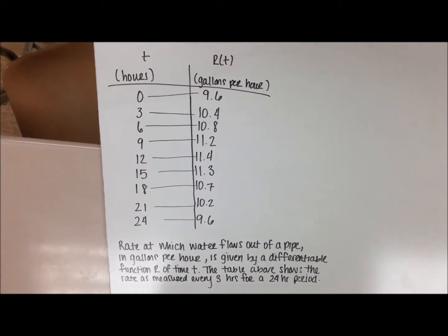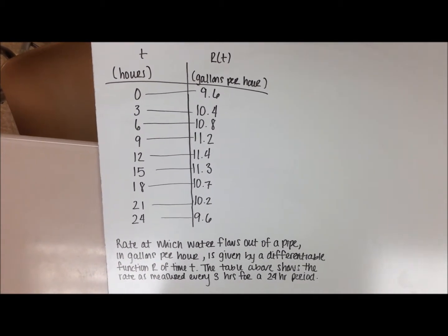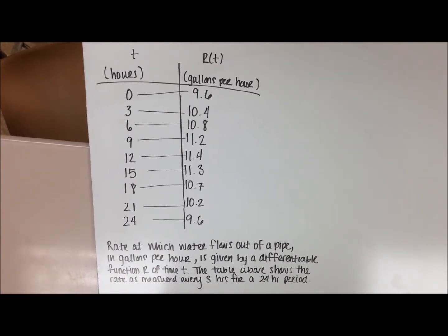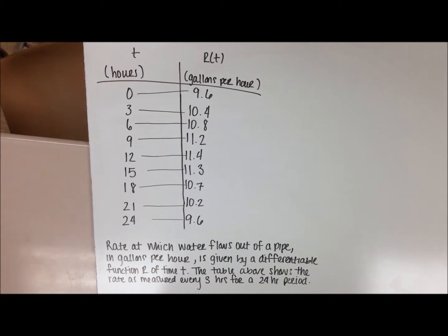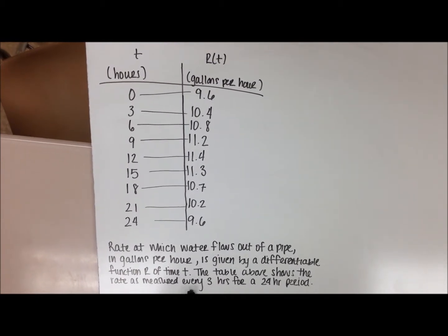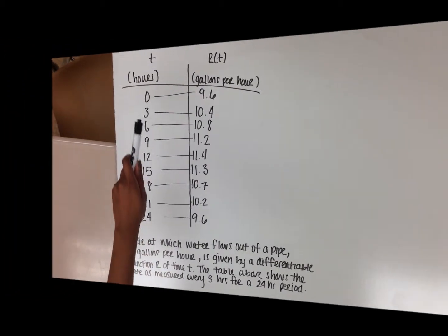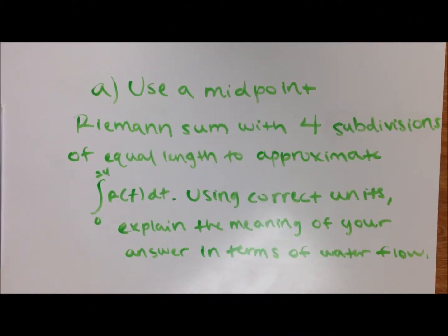Our question today is, the rate at which water flows out of a pipe in gallons per hour is given by a differentiable function, r, of time t. The table above shows the rate as measured every 3 hours for a 24-hour period. This is our chart. So let's now start with letter A.